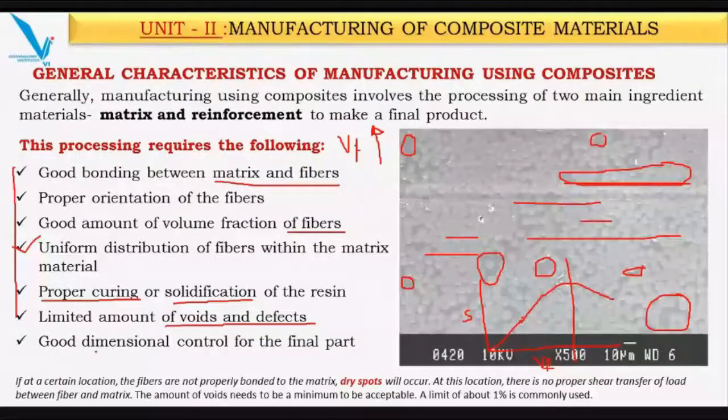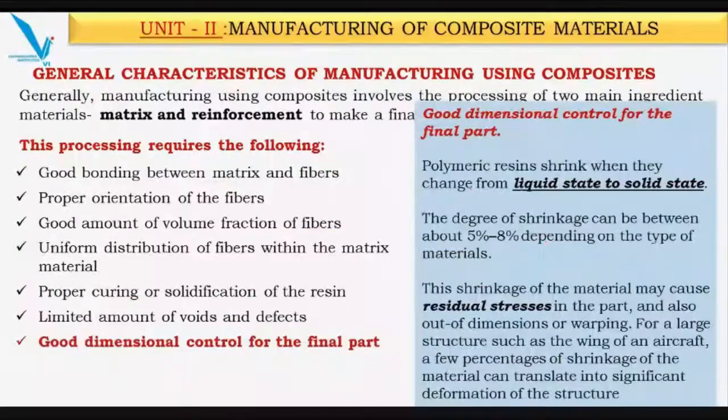Then good dimensional control for the final product. I mentioned earlier the degree of shrinkage. Because this thermoset based process is exothermic, if the coefficients of thermal expansion do not match or differ a lot, then there will be shrinkage, and this shrinkage may be 5 to 8%. So what does this shrinkage do? This shrinkage produces residual stresses. So again, this will lead to the warpage of that particular structure.